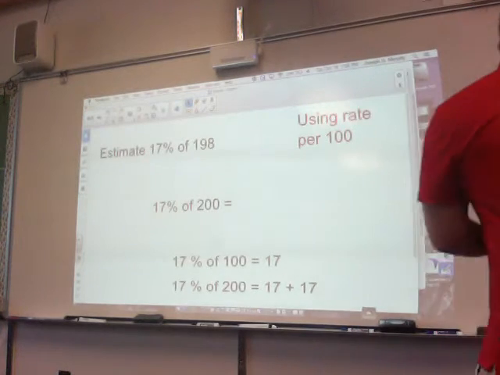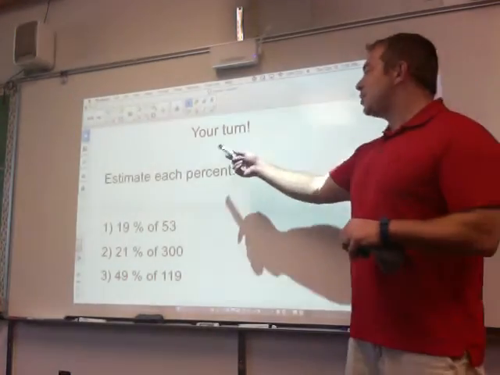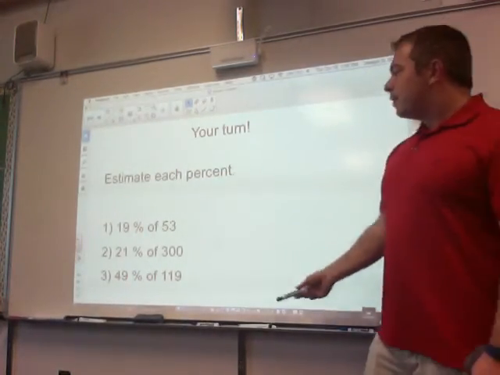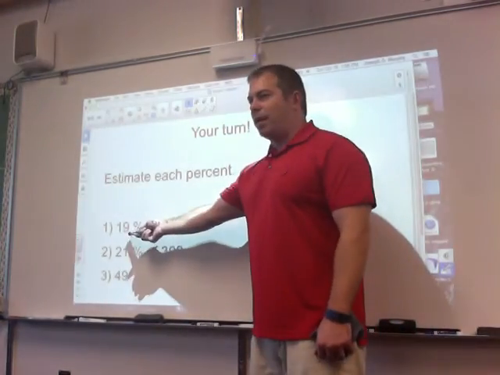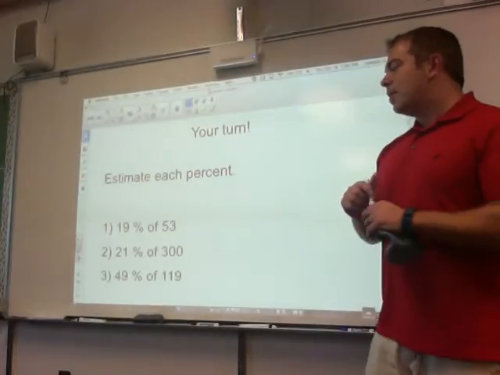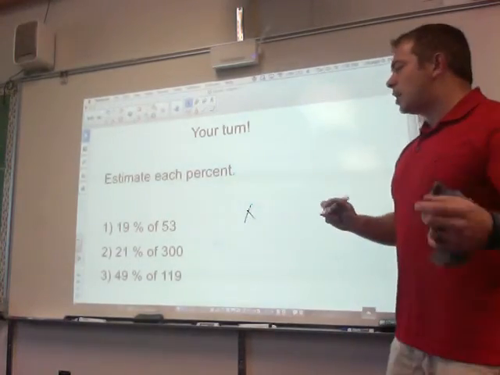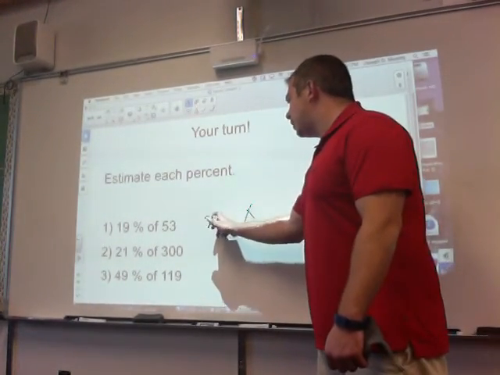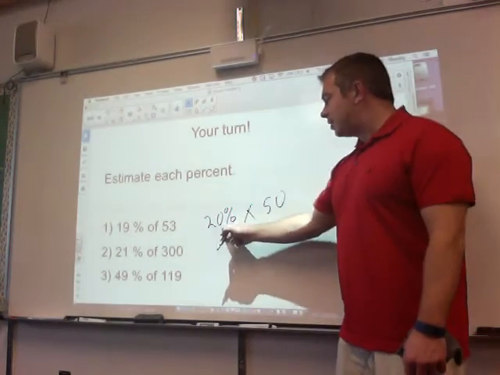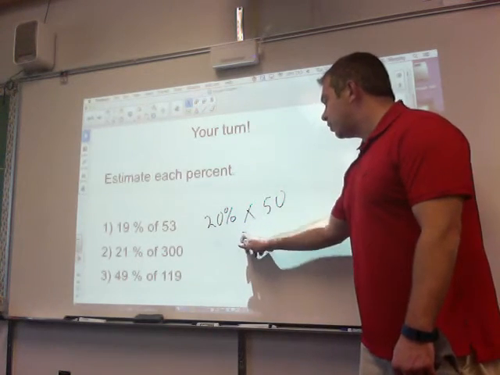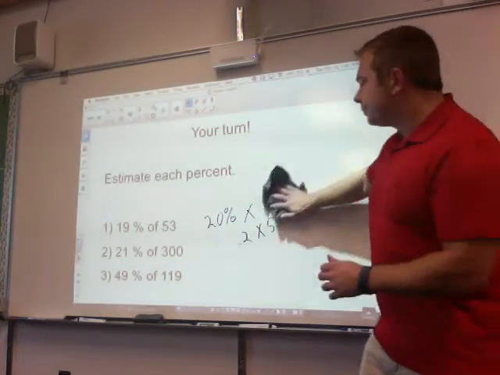Now here comes the good part that you all love. It's your turn. Estimate each percent. The first one, 19% of 53, you're probably going to want to make that what, ladies? What should they estimate that 19% to be? 20. And what should they make that 53 become? 50. So remember, of means multiply, so we're going to start the first one for you. It's going to be 20% times 50. All right, so you're going to change that into a decimal, and you're going to have 0.2 times 50, and I bet you could figure that out from there.